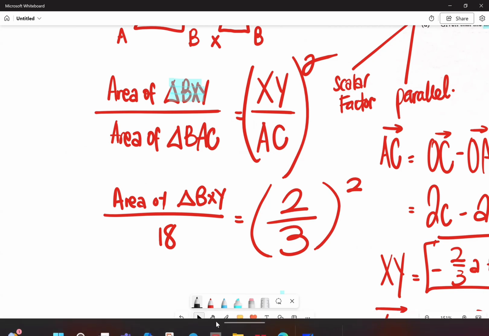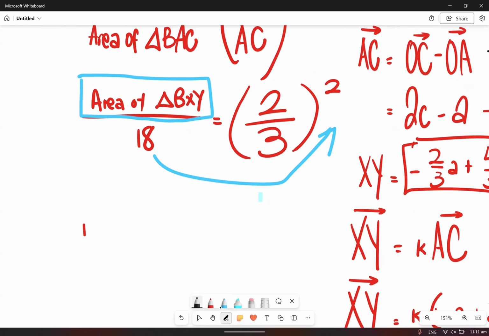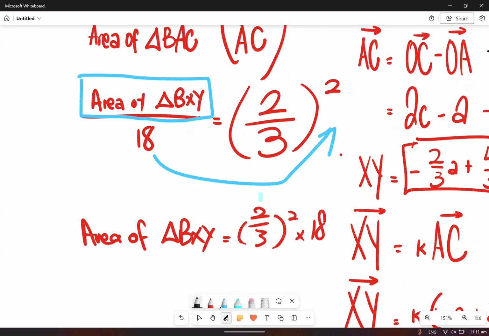What do you want to do right now? You don't need to cross multiply, just bring this over to this side so that you isolate this one. When you isolate it, you'll be able to find your answer. So area of triangle BXY is equal to, you just have to press the calculator, times 18. When you times 18, you get an answer of 8.